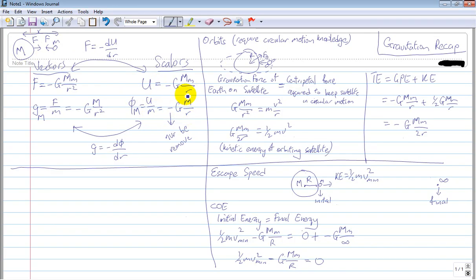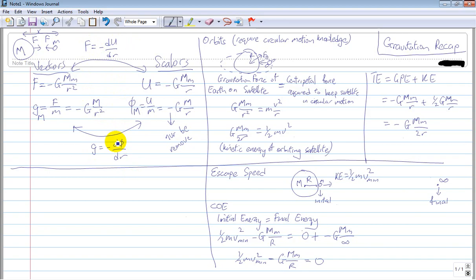Okay, so what other relationships do we have to be aware of? The relationship between force and potential energy is F equals minus dU/dr. The relationship between field and potential is g equals minus dφ/dr. Realize that this one actually comes from this one. Force divided by small m becomes g. U divided by small m becomes phi. So actually these two equations are related.